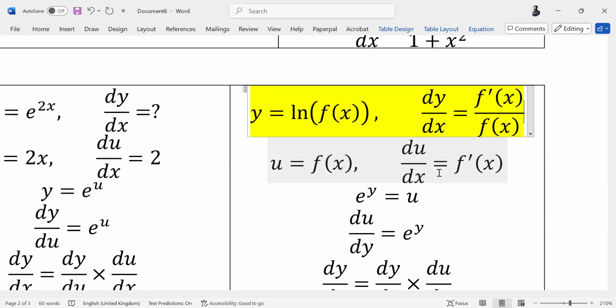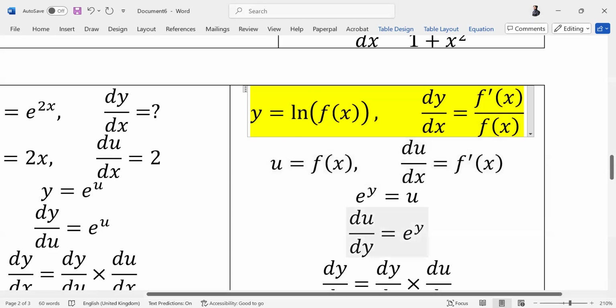Now if it is written like this, 3x plus 2, here comes 3. Below 3x plus 2 and above 3. That's it. ln of 3x plus 2 gives 3x plus 2 in the denominator and 3 in the numerator. What I was telling you about with ln, what will happen if it comes? Is this clear now?